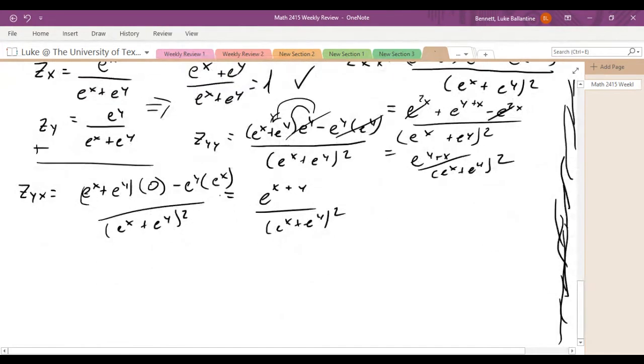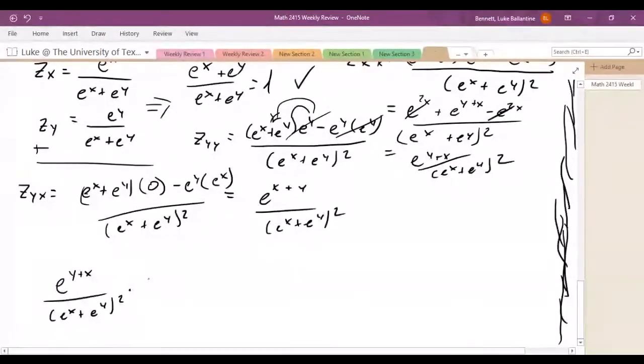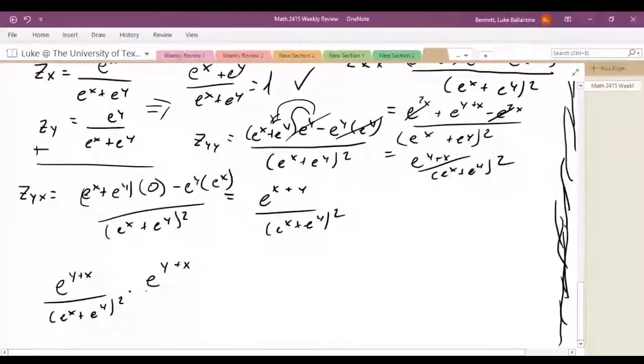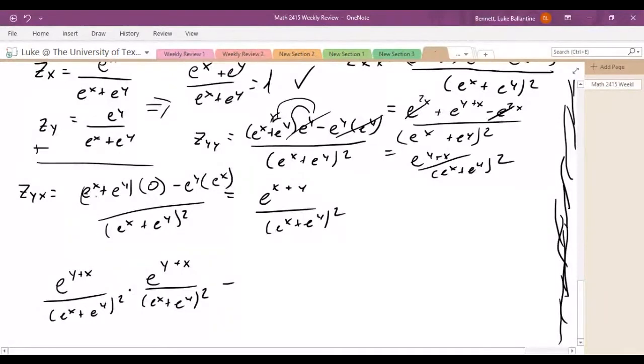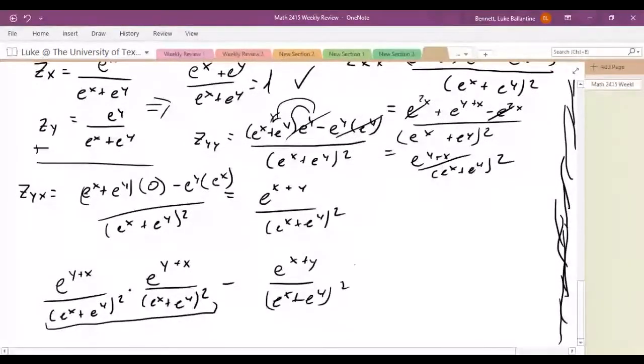So we have e to the x plus y over e to the x plus e to the y squared, times e to the y plus x over e to the x plus e to the y squared, minus zyx squared. Zyx squared, well, that's just the same thing as this. We have e to the x plus y over e to the x plus e to the y squared. This is equal to 0. Verified.